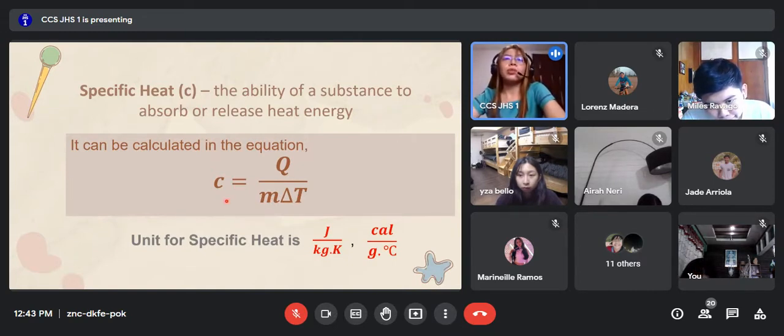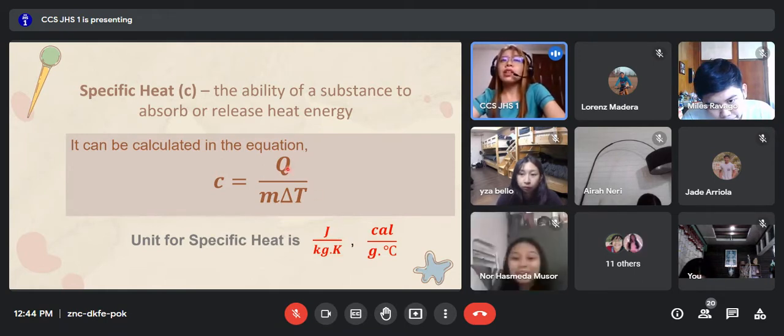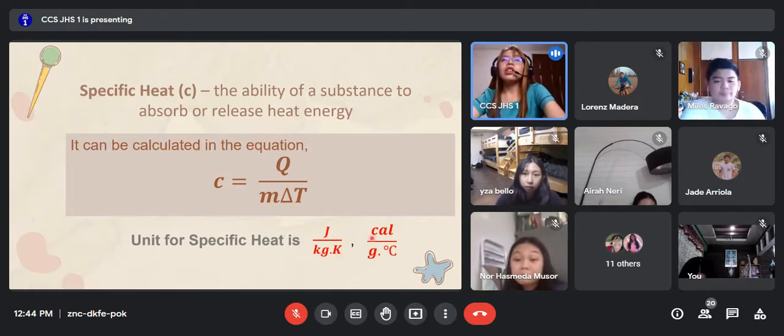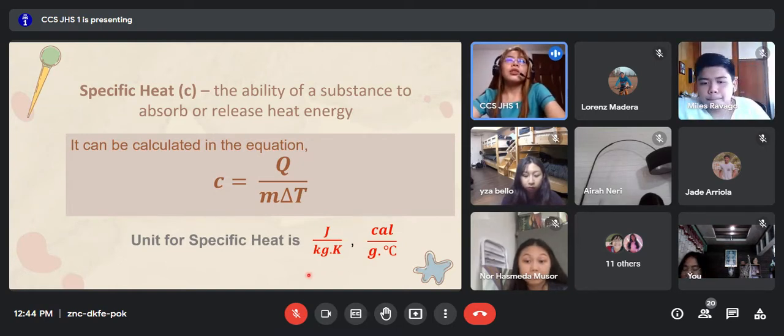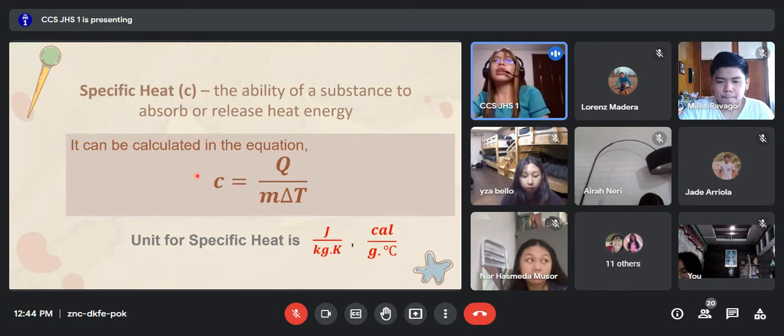So this is the formula. The unit for specific heat is joule per kilogram Kelvin, since Q is in joule, mass is in kilogram, and the standard unit of temperature is Kelvin. But you can also use calorie for heat, mass in grams, and delta T in degrees Celsius. It will depend on what is asked in the problem and what are given in the problem. So that's it for the specific heat, the ability of the substance to absorb or release heat energy.